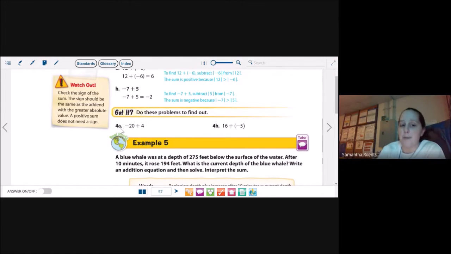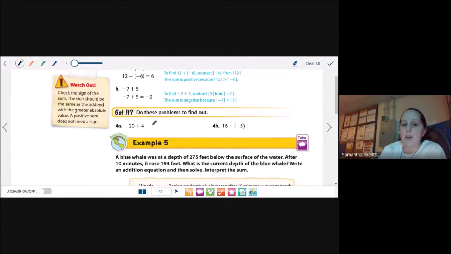Let's try some problems. -20 plus 4. Different signs, so I subtract. 20 minus 4 is 16. 20 is the larger number, 20 is negative, so my answer is -16.